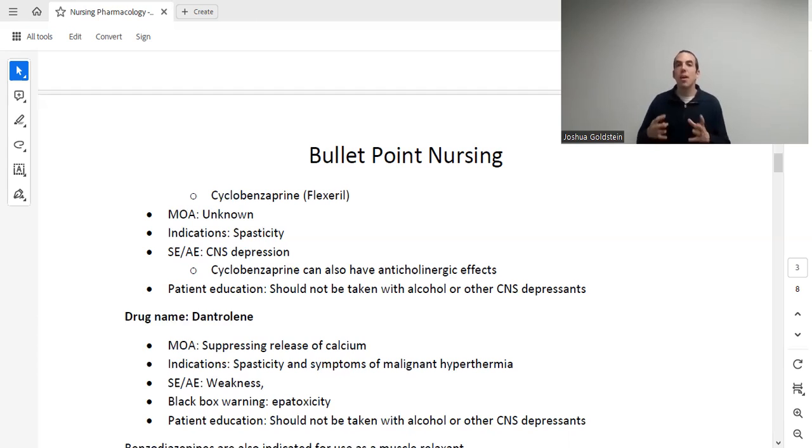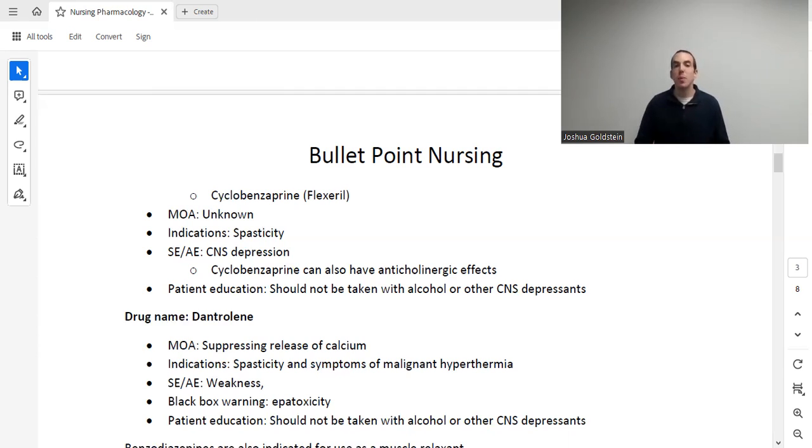Depending how much you remember of your study of anatomy and physiology, calcium is the number one most responsible electrolyte or ion in terms of muscle contraction and muscle movement. By suppressing the release of calcium, we can depress that muscle movement, that contraction, that spasticity. And that's what this medication is used for. It's also used for malignant hyperthermia, which we'll talk about separately.